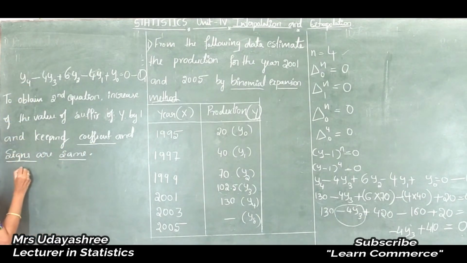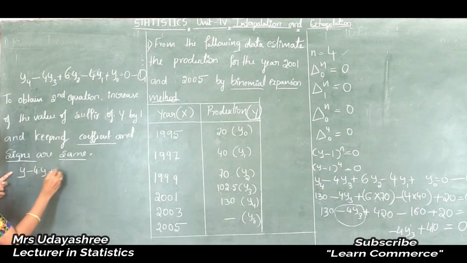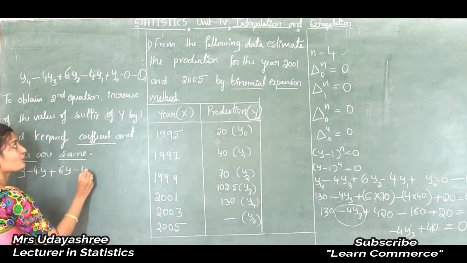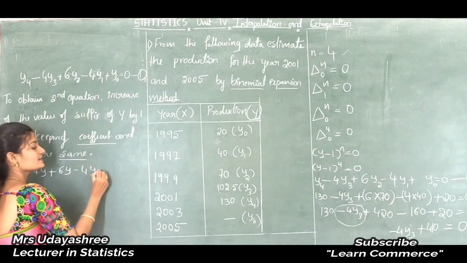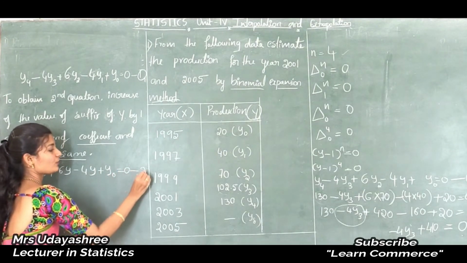I will not write the suffix. So the first one is y minus 6, 4y plus 6y. Next, minus 4y plus y naught is equal to 0. This is equation number 2.